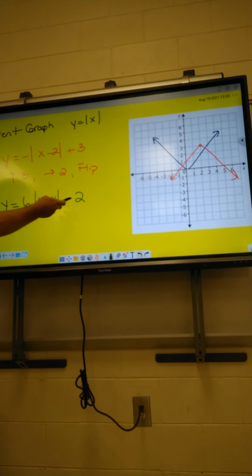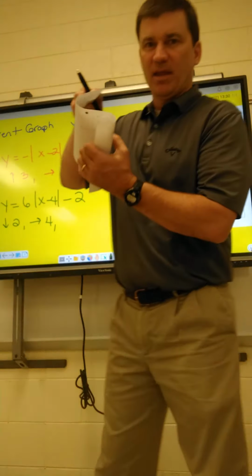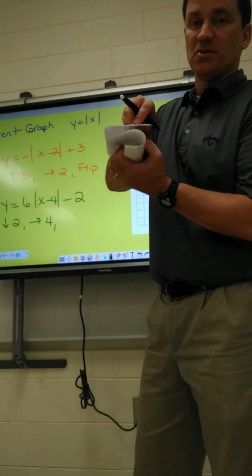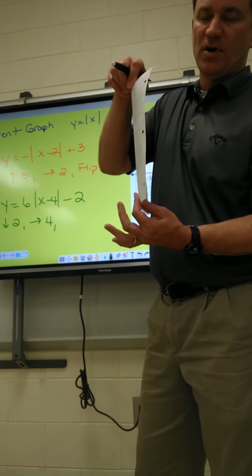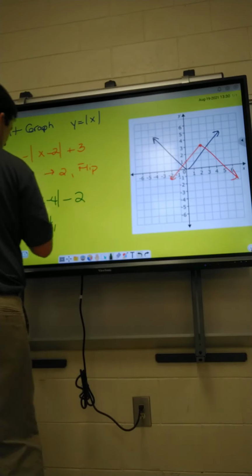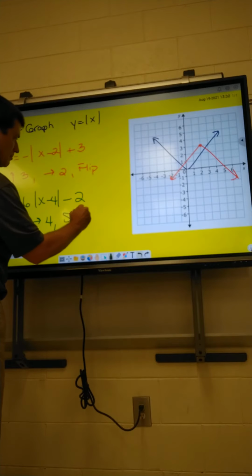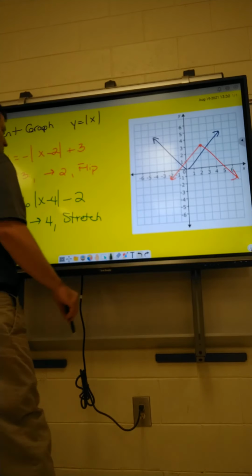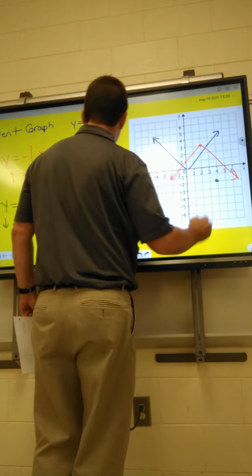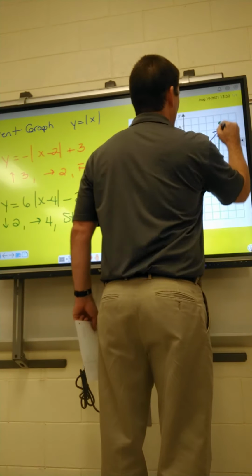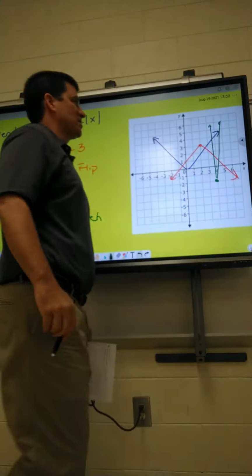All right, the next one you start in the back. That's down 2, right 4. Let's go ahead and write that down. Down 2, right 4. When it's got a number, if the number's a fraction, you know you compress it and make it fat. If the number is an integer, not a fraction, you stretch it and make it skinny. So this one is a stretch. So down 2, right 4. I got to stretch it, but I didn't have to flip it. So it's just going to be skinny and just going up.